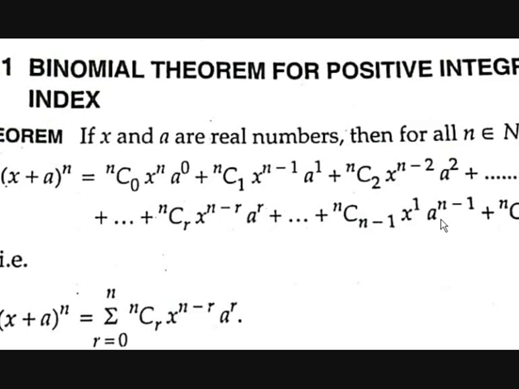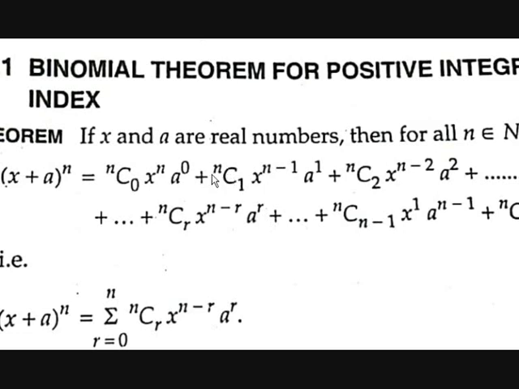Okay, this is a pretty long formula, right? Here in the middle we kept 'and so on', and then we represented a term somewhere in the middle. Why have we represented that? This is the r plus 1th term in the expansion of (x plus a) whole power n. This is the r plus 1th term. You will discuss that later. First, let's see how we can write that an easy way.